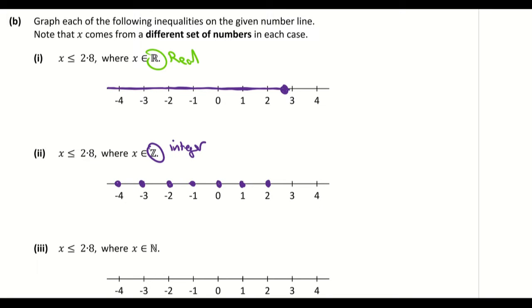In the final part though, it wants x less than 2.8 where x is an element of N. N are your natural numbers. First natural number is 1 and it goes to infinity. So 1, 2, 3, 4, 5, 6, so on, so on, so on. So less than 2.8, my first one would be 2, 1, and that's it. I stop here because 0 is not natural.